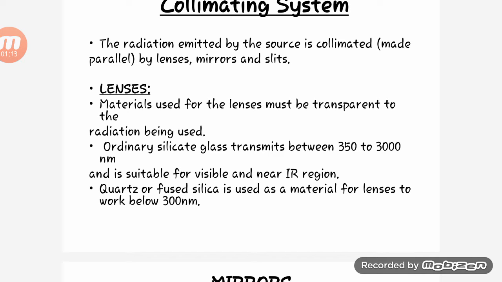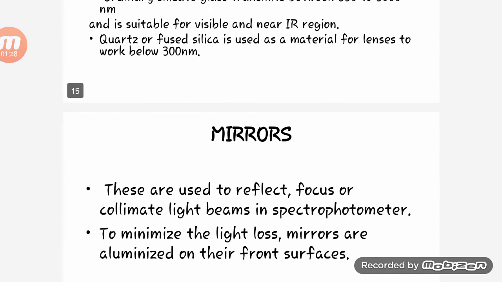Ordinary silicate glass transmits between 350 to 3000 nanometers and is suitable for the visual and near IR region. Quartz or fused silica is used as a material for lenses to work below 300 nanometers.